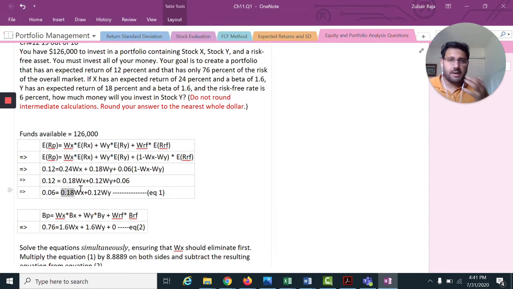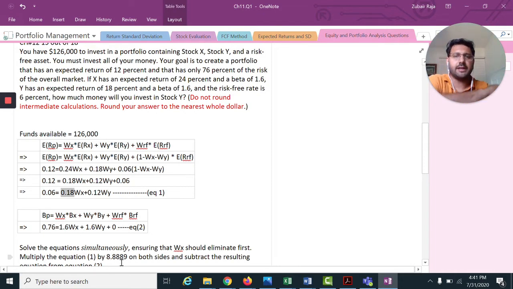So I'm using that. But whichever way you use, if you know the algebra, you can easily solve it. So what I'm doing is converting this equation in such a way that here I should get 1.6. How can I do that? If I multiply both sides of equation 1 by 8.889, I will be able to convert this wx into 1.6 wx. And how did I know it? I simply divided 1.6 by 0.18 and I got 8.888889, but I'm rounding it off to 4 decimal places, which is fine in this case.